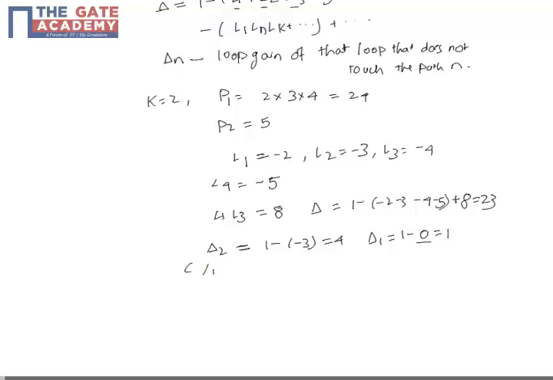Now C by R is equal to, by substituting all the values, 5 into 4 plus 24 divided by 23. This will be equal to 44 by 23. That is the solution of this particular problem.